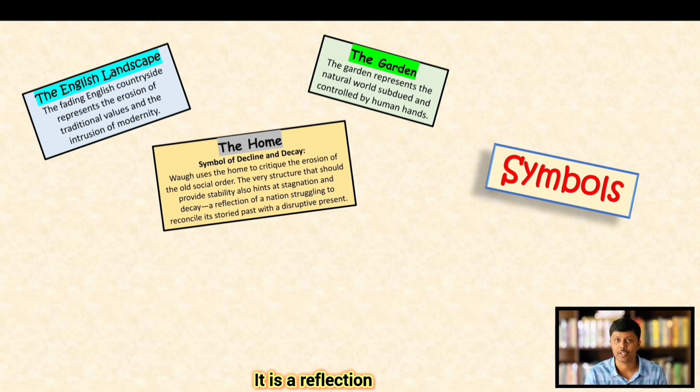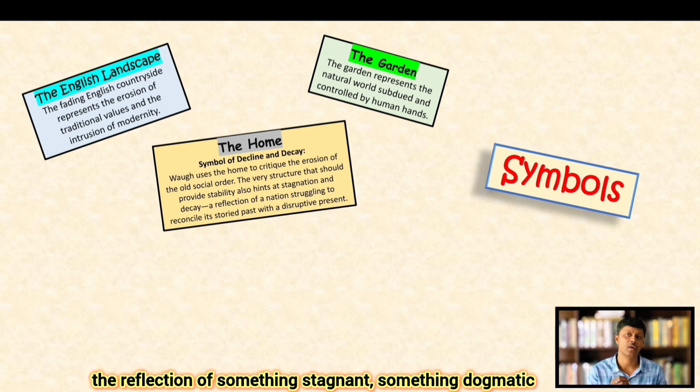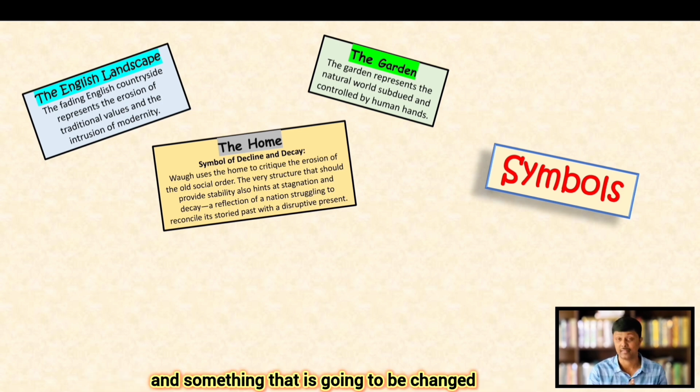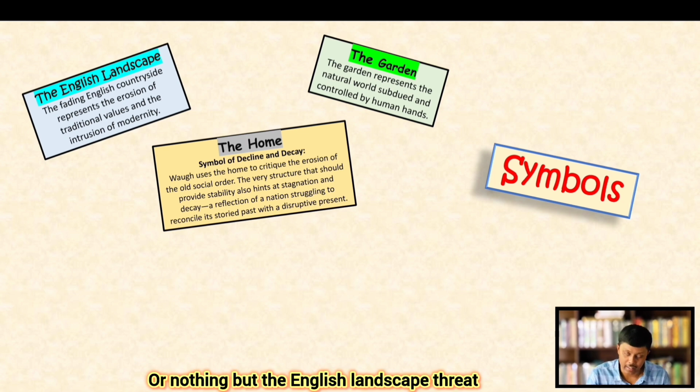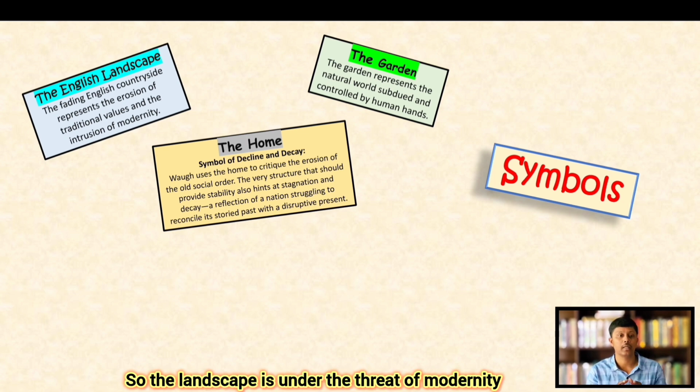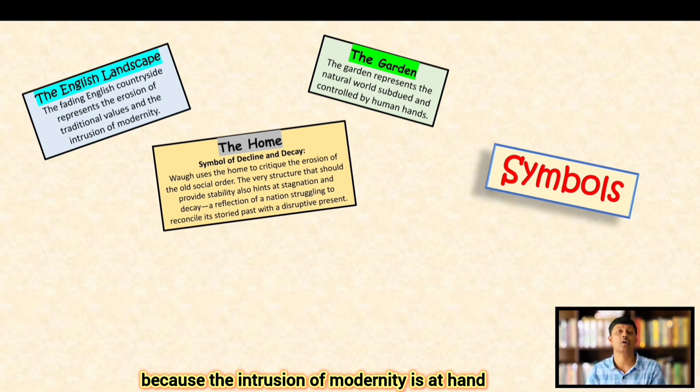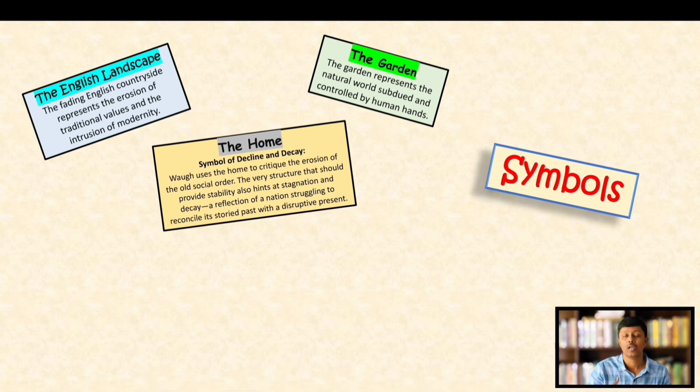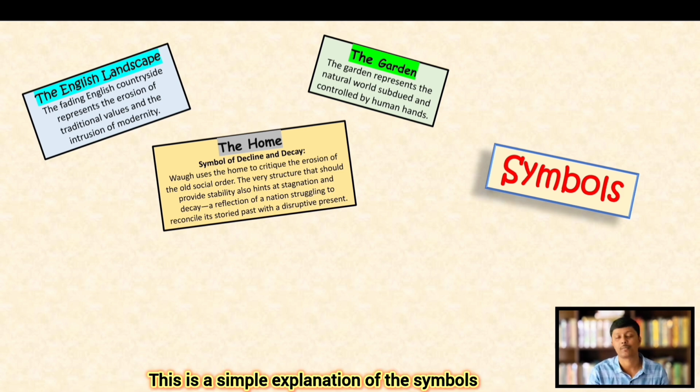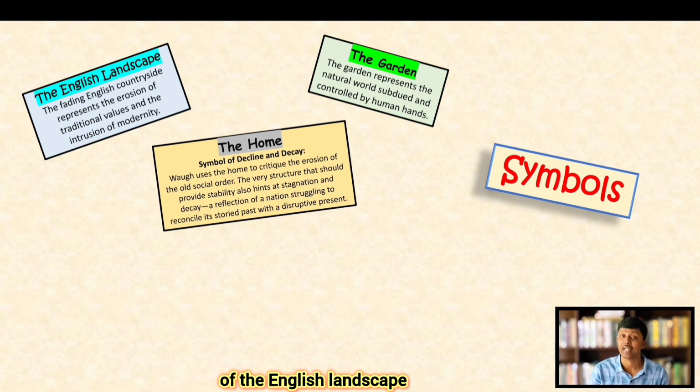The home is rather a reflection, and in a symbolical way, the reflection of something stagnant, something dogmatic, and something that is going to be changed, or nothing but the English landscape's threat. So the landscape is under the threat of modernity because the intrusion of modernity is at hand. This is a simple explanation of the symbols of the English landscape.